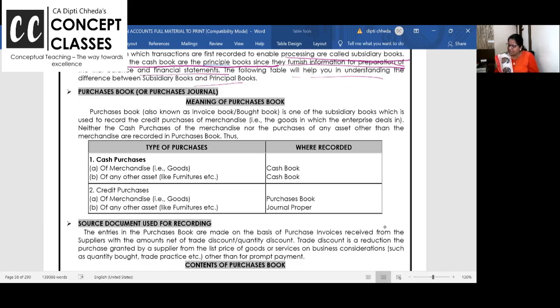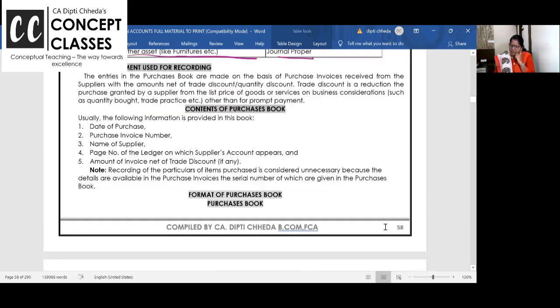Purchase book. It is one of the subsidiary books which is used to record credit purchase. Neither the cash purchase nor the purchase of assets is recorded. See, if you are purchasing an asset, it's not your goods. It's a long-term benefit. So that will go where? Purchase of machinery will go where? Journal proper. Purchase of furniture and all, journal proper. Purchase of goods, purchase book. If you purchase in cash, it will go in the cash book.